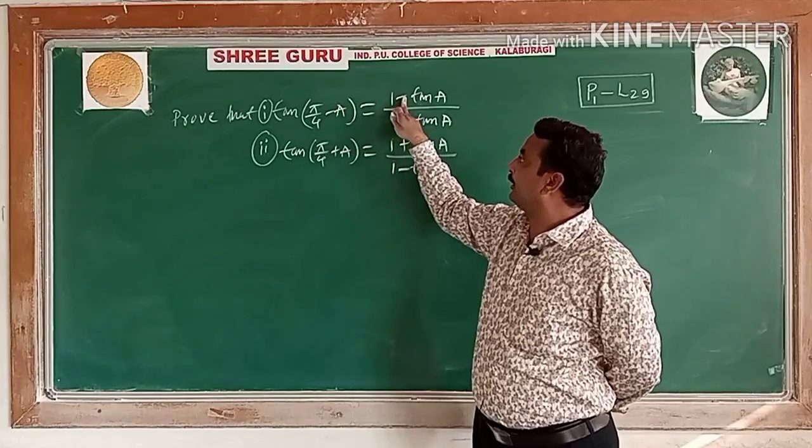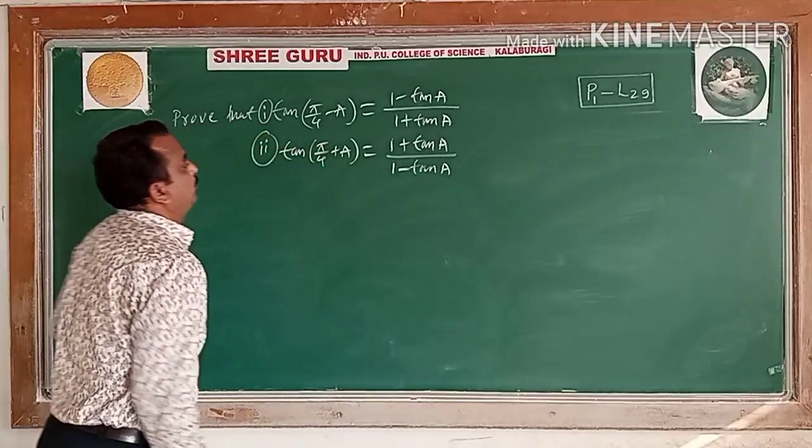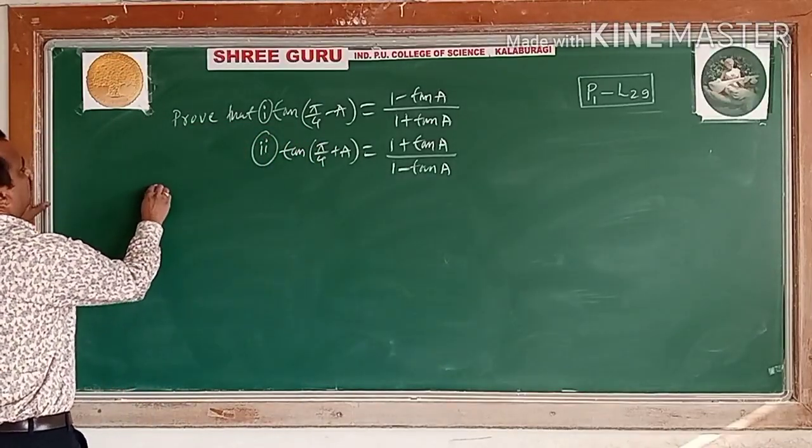The numerator and denominator have opposite signs. Remember these two results. It is very simple. I will prove the first one, then you calculate the other yourself. First one, LHS.